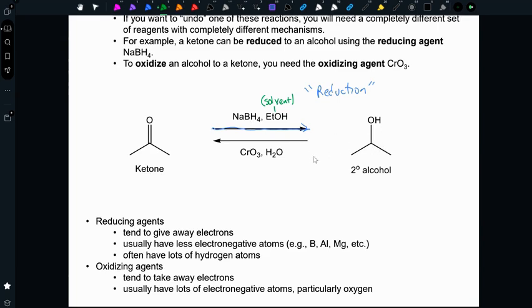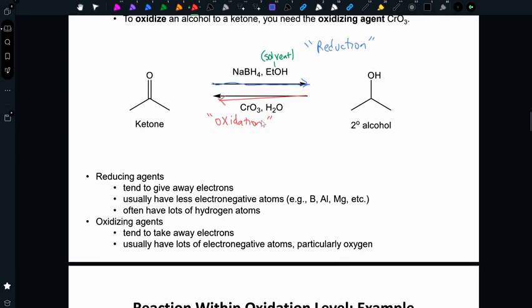If I want to go in reverse, if I want to take an alcohol and turn it into a ketone, that's oxidation. And to carry that out, I'm using a different reagent. In this case, CrO3 or chromium trioxide with water. Those are two very different reagents.